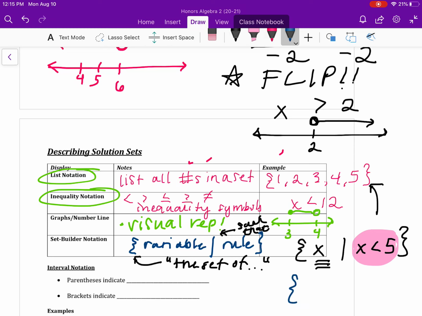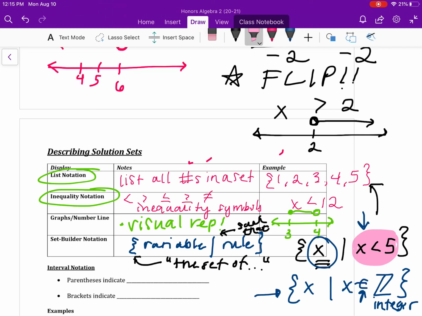A really difficult example would be something like this. The set of all x's such that x belongs to, this means belongs to, the integers. This is when you get really fancy, and we won't use this as much, but just so you guys see, this means integer, this means belong to. So that's called set builder notation. And essentially it is like, here's our variable and here's our rule.